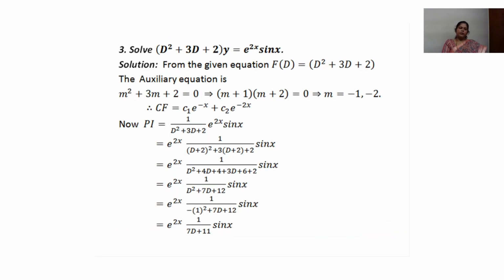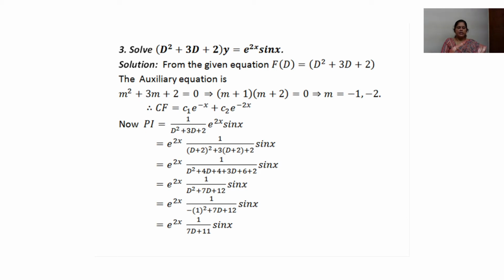The next problem is (D square plus 3D plus 2) into y is equal to e to the power 2x into sin x. So now from the given equation f of D is D square plus 3D plus 2. So the auxiliary equation is m square plus 3m plus 2 is equal to 0. Using factorization we can write (m plus 1) into (m plus 2) is equal to 0. So m is equal to minus 1 and minus 2. So here both the values are real but distinct.